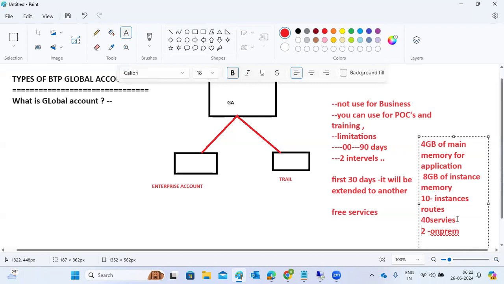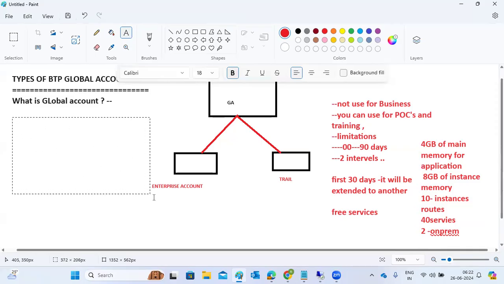Okay, so let's talk about the enterprise account. Enterprise accounts are the business accounts. All the enterprise accounts are usually associated with an SAP customer or SAP partner contract. Which means mainly organizations will use the enterprise account here.